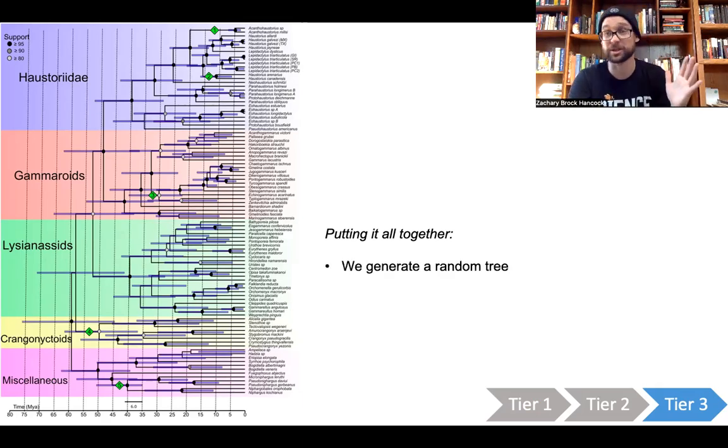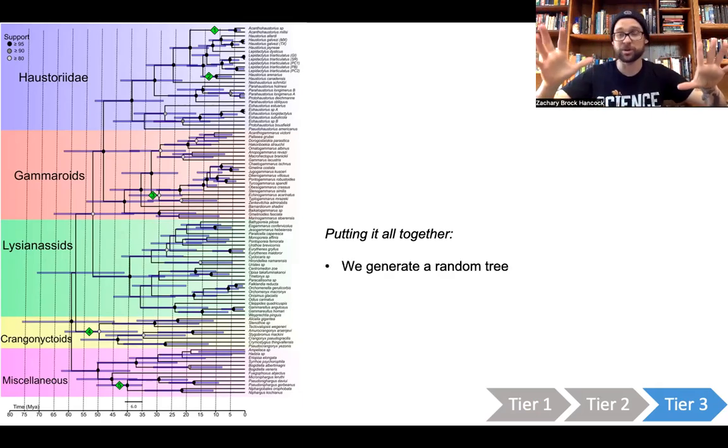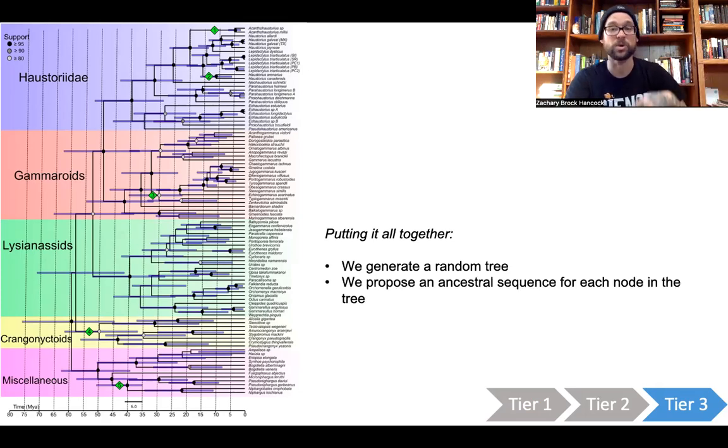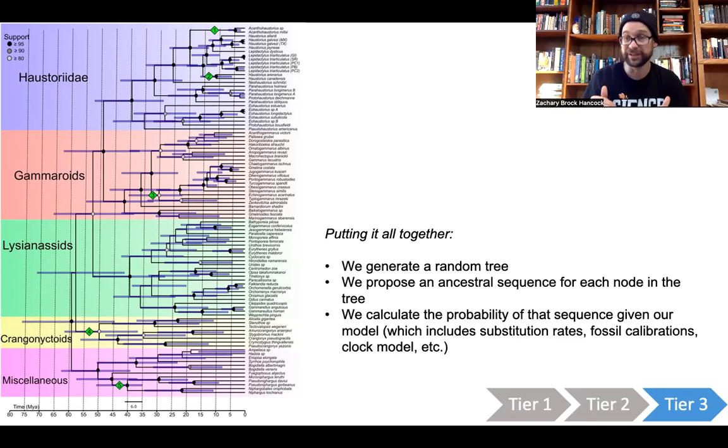So first, we generate some random tree. We just put together some random tree given our tips. We propose an ancestral sequence for each one of the nodes in the tree, and then we calculate the probability of that sequence given our model. And our model includes substitution rates, fossil calibrations, clock models, all of those sorts of things. Now remember, in a Bayesian approach, we can estimate each one of those things independently.